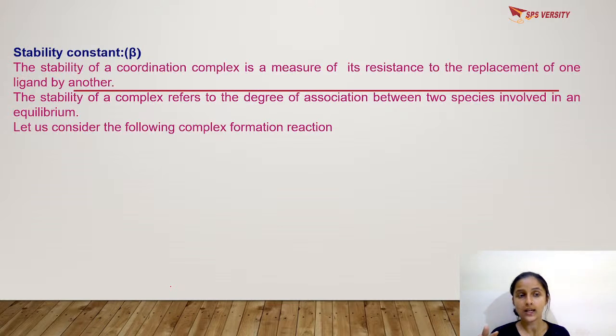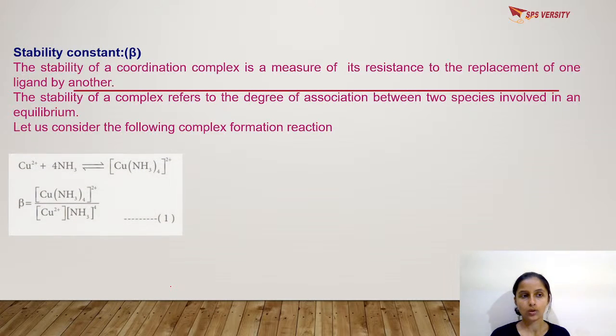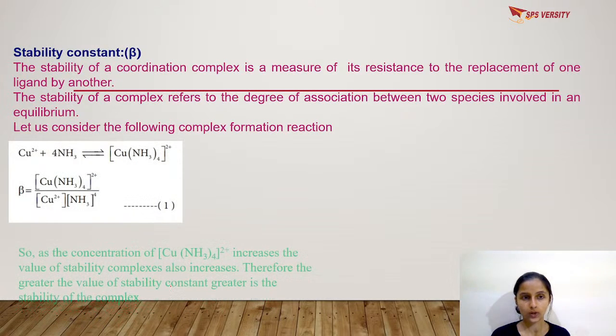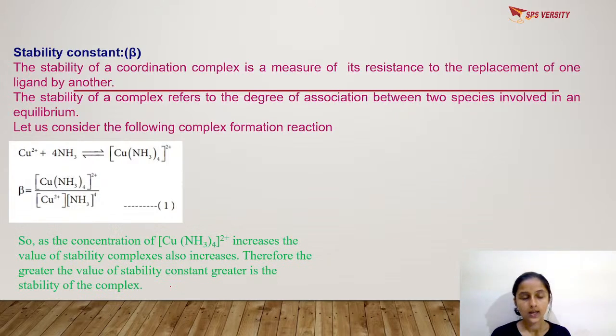Okay, so there should be association between the central metal atom and the ligand. The bond should be sufficiently strong so the complex doesn't undergo dissociation easily. So you have a complex formed: Cu2+ combines with 4 ammonia molecules to give the complex [Cu(NH3)4]2+. Since they are in equilibrium, how are you going to write beta? That's the stability constant: concentration of the product divided by concentration of the reactants, [Cu2+][NH3] to the power 4. These stoichiometric coefficients become the powers.